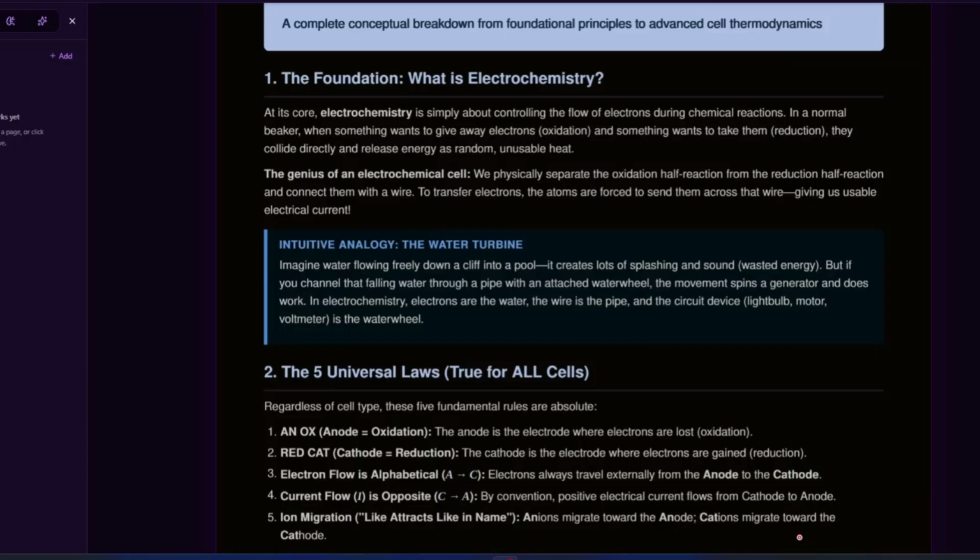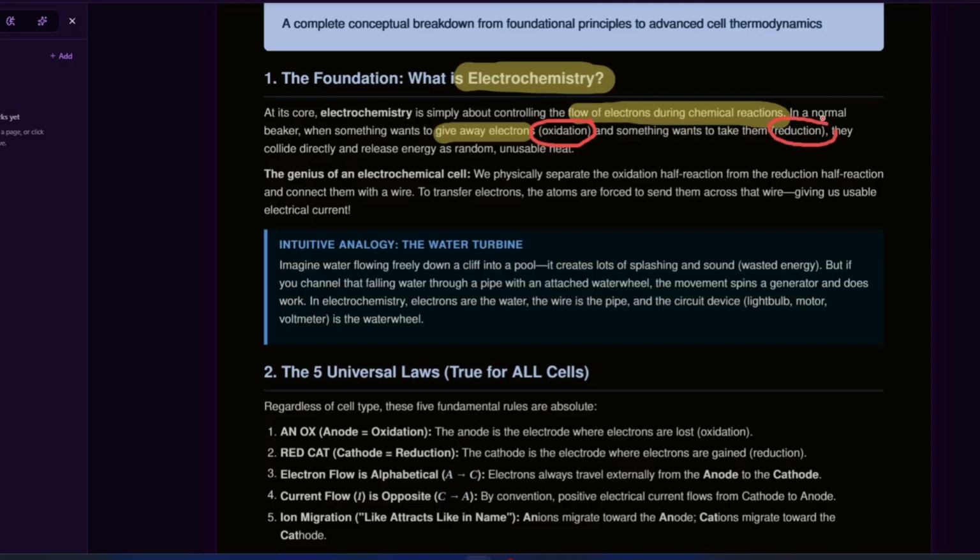So I'm just going to go over electrochemistry a little bit more for people that don't really know electrochemistry. Electrochemistry is simply about controlling the flow of electrons during chemical reactions. In a normal beaker, when something wants to give away electrons, remember we learned about oxidation earlier, and something else wants to take them, they collide directly and release energy as random unusable heat. Okay, so basically, a redox. The genius of an electrochemical cell.